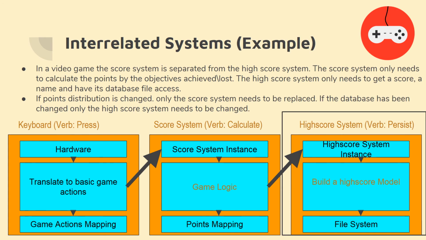Let's take a computer game as an example. Let's assume you are a spaceship and you move between obstacles and need to shoot them down. So the keyboard or the key press, the verb press, is going to be a subsystem. It will take the input and convert it into data. The score system, which will calculate, that's the verb, will calculate the points you gather through each level. And the last system would be the high score system, which will persist, that's the verb, persist the information into the file system, so you can compare it later against your friends.